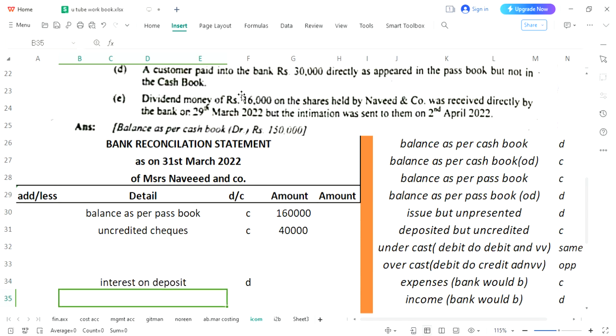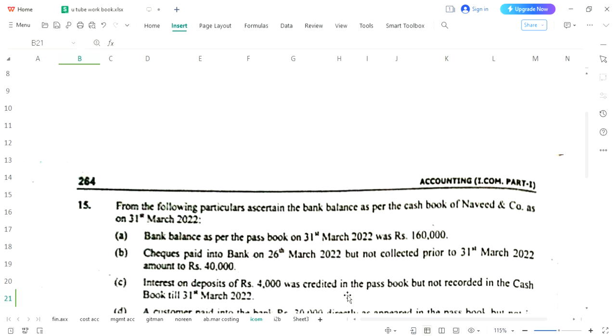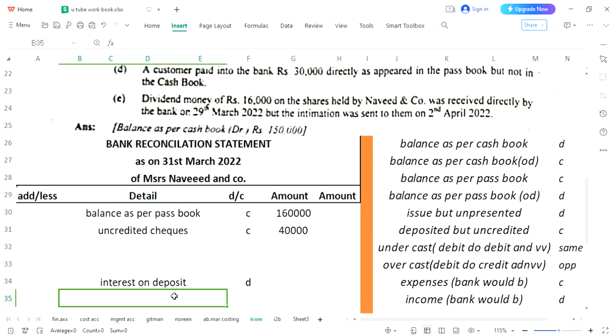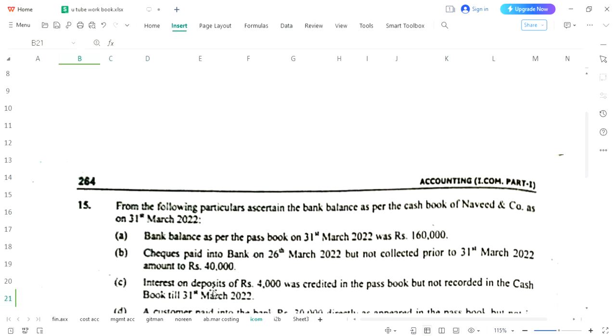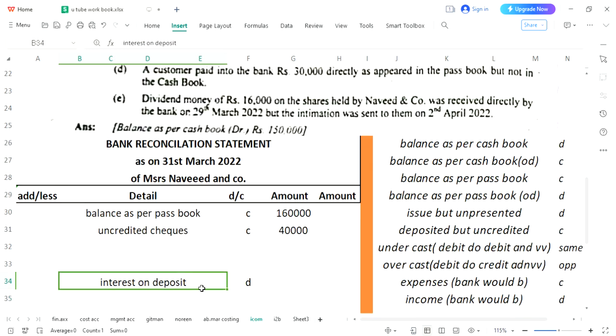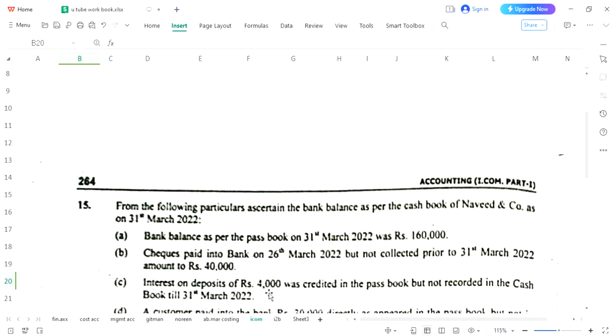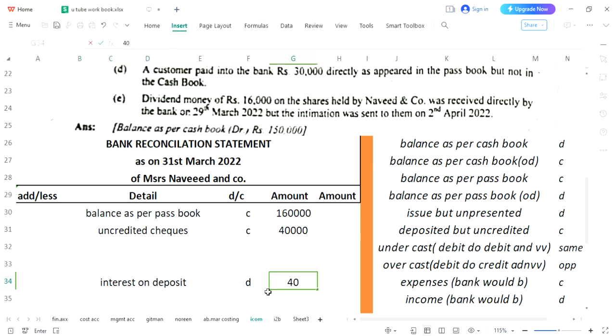Alright guys, but it's not enough. You can see that it says credited in passbook. Second hint, credited in passbook. Whatever the passbook does, we will enter exactly the opposite. So if it is credit in passbook, we will debit. In the same way, you can see that we have already debited. The first word was helping, interest on deposit, it is an income. In all incomes, we debit the bank account. Look, in income, bank would be debit. So there are several hints with which we have decided interest on deposit should be written on the debit side. The amount is 4,000. Just put 4,000 over here.